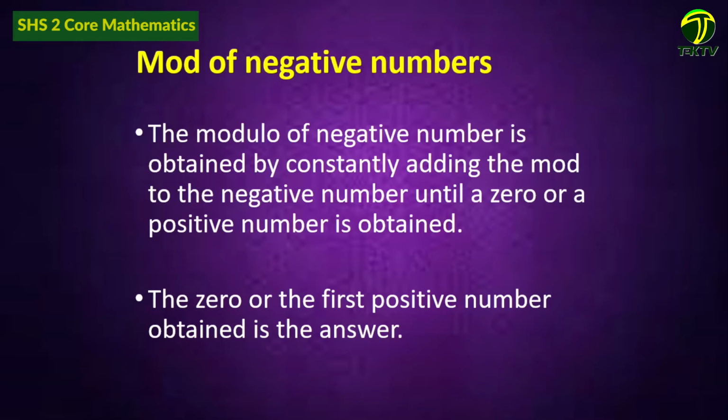Let's look at mod of negative numbers. How do we find mod of negative numbers? Mod of negative numbers is obtained by constantly adding the mod to the negative number until a zero or a positive number is obtained. What do we mean by this?